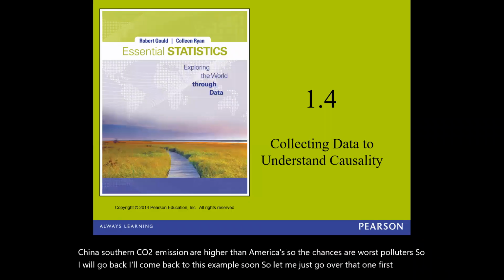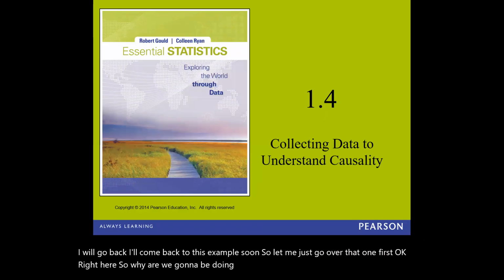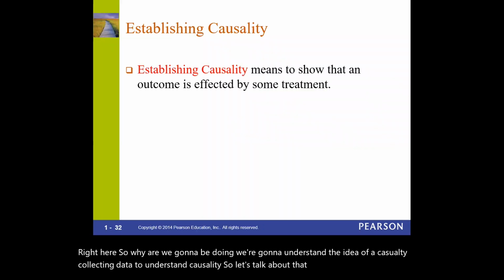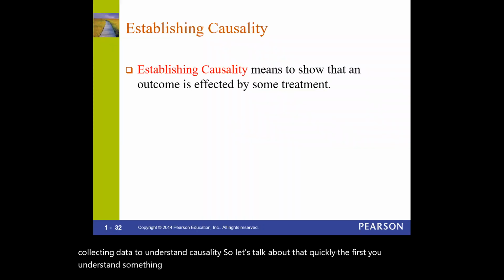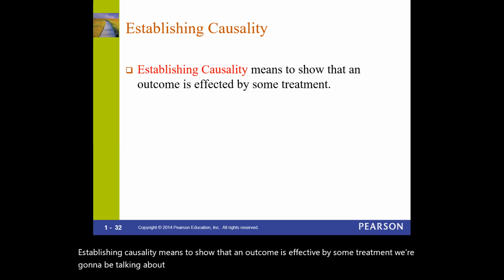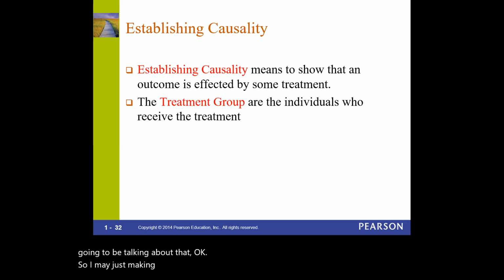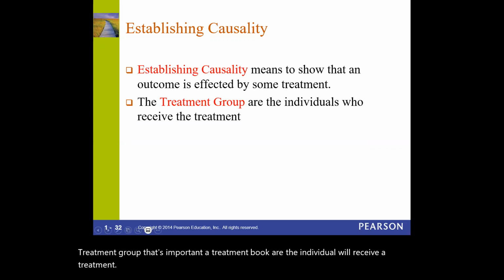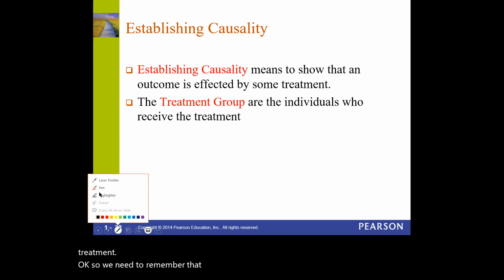Right here, what we're going to be doing is understanding the idea of causality, collecting data to understand causality. So let's talk about that quickly. The first thing we want to understand is something called establishing causality. Establishing causality means to show that an outcome is affected by some treatment. A treatment group, that's important. A treatment group is the individuals who will receive a treatment. So we need to remember that a treatment group, let me just get my pen.